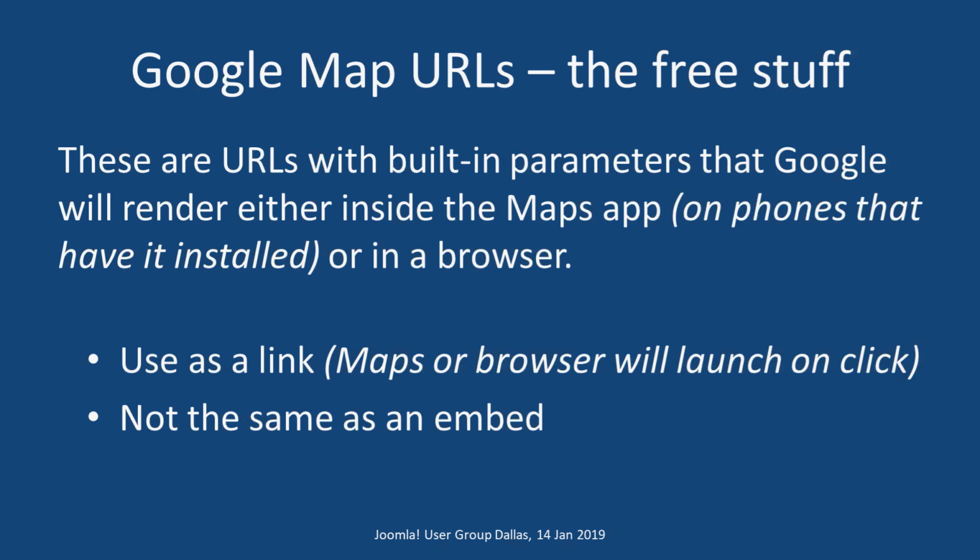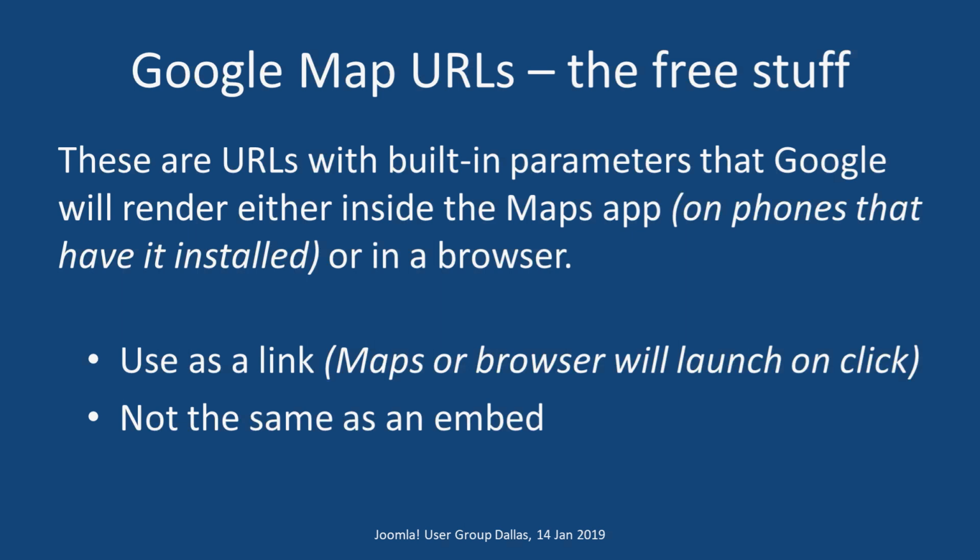Okay, let's first look at map URLs. What are these? These are links that call to a free map API, and when you set these up, you choose certain types of options and parameters, and we'll walk through some of those.